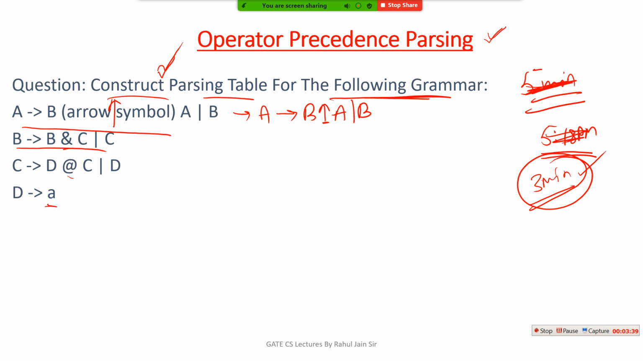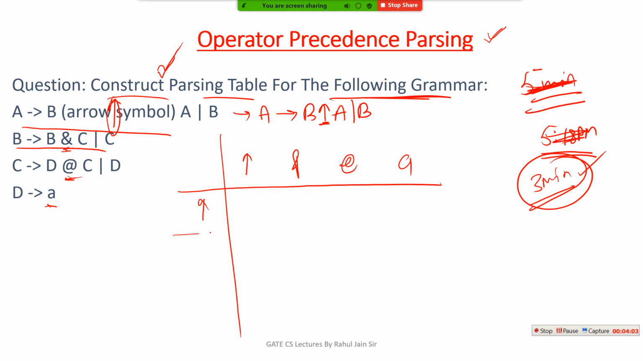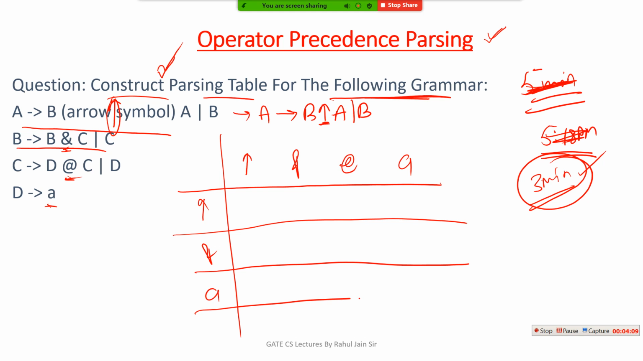Okay, now focus here. How many terminals do we have? Starting from the uppermost side, one terminal that we have is the arrow symbol, that is this one. After that we have ampersand, so I need to write ampersand here, and then we have at the rate, which should be here, and then we have A. So these are the 4 terminals which exist in my operator grammar. I will write it like that.